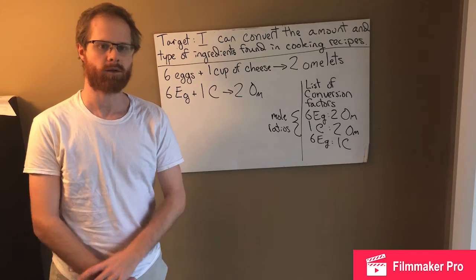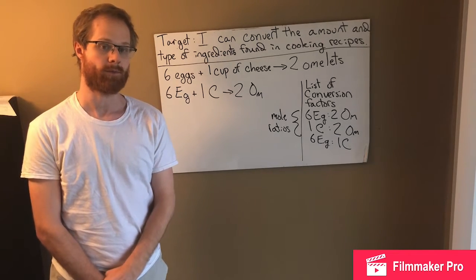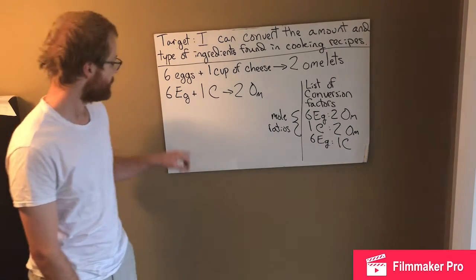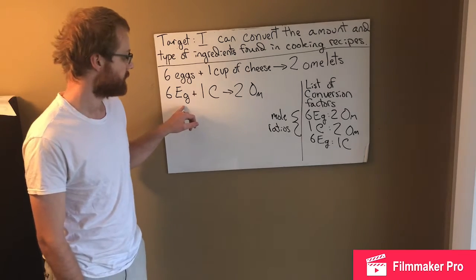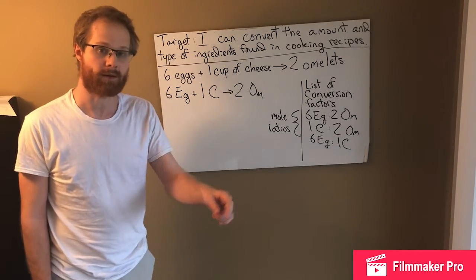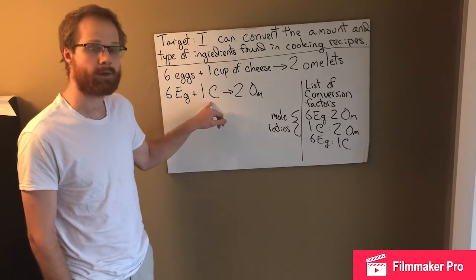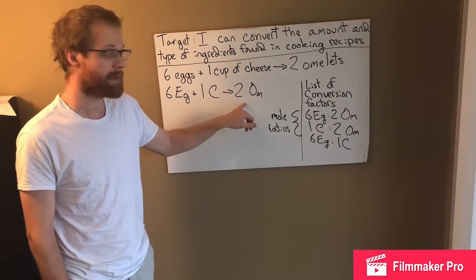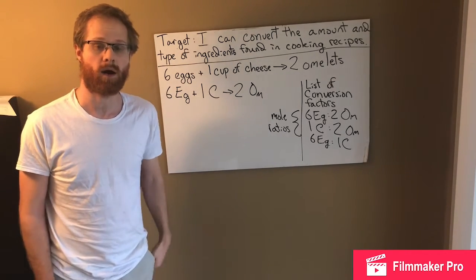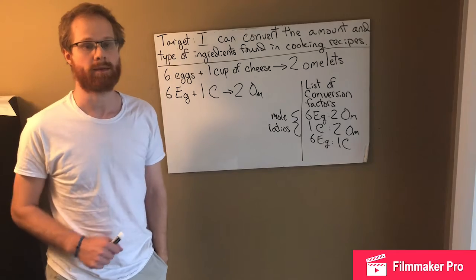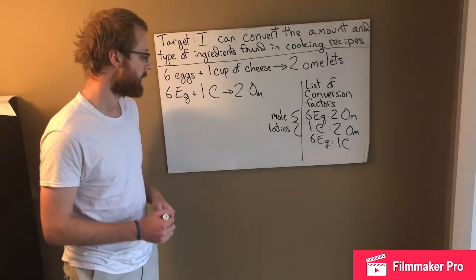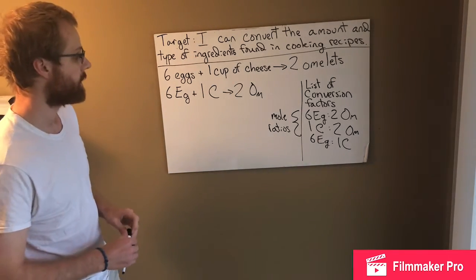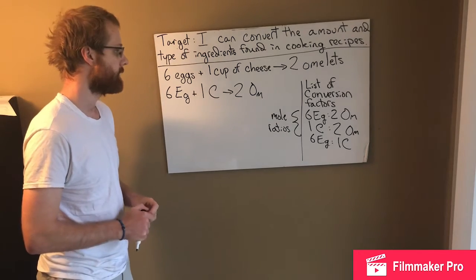There are 3 other conversion factors that we could get from this problem. What I could do is I could take my eggs and I could put them on a triple beam balance and I could find the mass. And I could do the exact same thing with a cup of cheese. I could do the exact same thing with 2 omelets. And it just so happens that I actually did. I took a little bit of time to gather a couple more conversion factors.